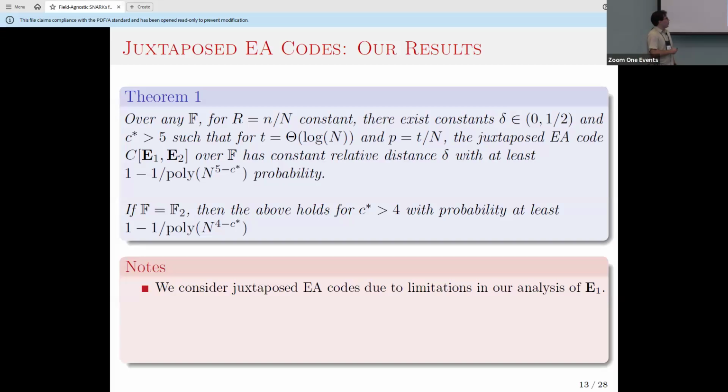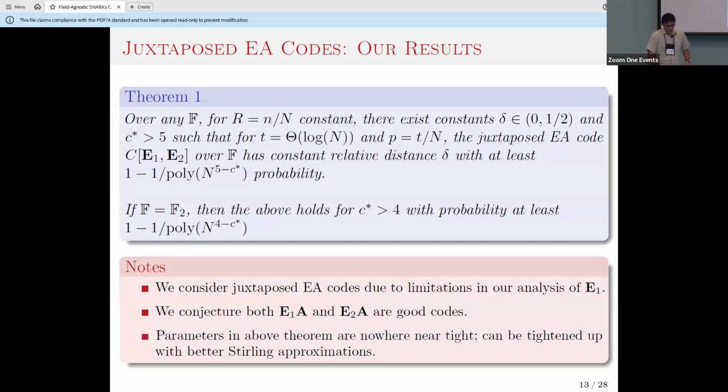Some things to note. We really consider this juxtaposition thing because we had some limitations in our analysis. But I'm pretty confident you do not need to do this. I think you really don't need to do this. It's more that we need to sit down and redo the bound and figure it out. And again, also the parameters in this theorem are absolutely nowhere near tight. These come from very, very loose Stirling approximations. And they can definitely be tightened up, especially as in the Boyle et al. paper. They have a really nice case analysis where they can take advantage of different tighter Stirling approximations. So something like that can be applied here too. But for our purposes, this was enough for now.